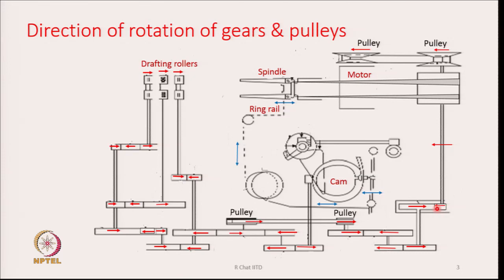This is what you should be very clear about: where pulleys are driving each other, the direction of rotation remains the same unless we go for a cross belt drive. You must have seen in some cases that we have a cross belt drive where we can change the direction of rotation of the two pulleys. Otherwise, the direction of rotation of the driver pulley and the driven pulley is always the same.